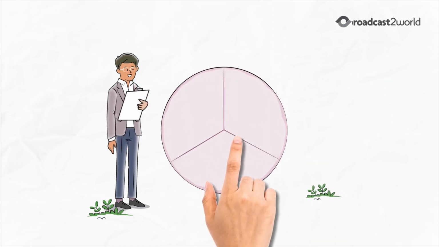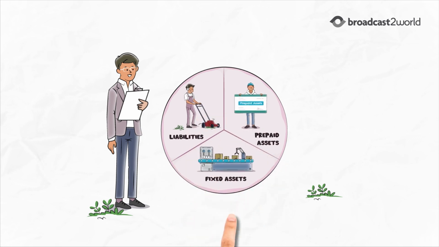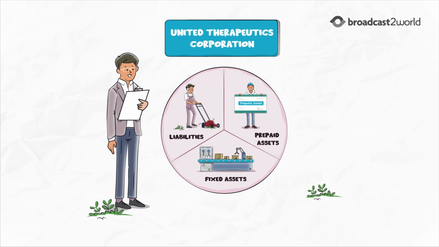Understanding these intricate components of accounting, from accrued liabilities to prepaid assets and fixed assets, is essential for budget managers at United Therapeutics to support as good financial stewards.